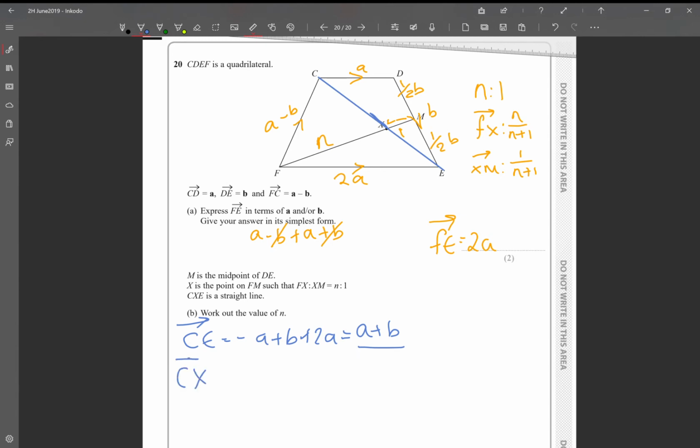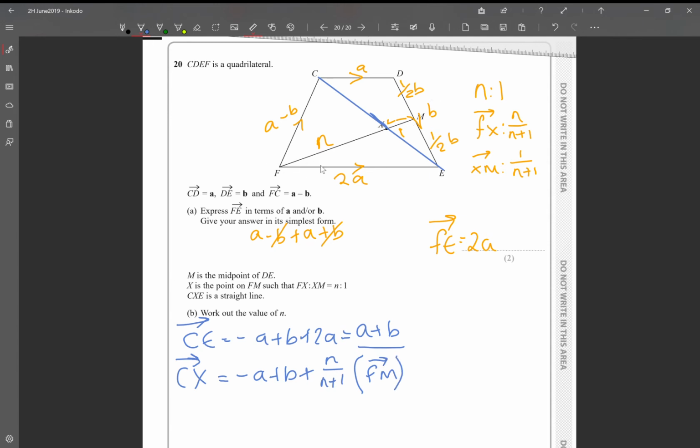It's going to be a little bit harder because there are going to be portions involved. C to X equals, we know it's going to go along C to F again, so it's minus A plus B, and then plus the fraction of F to M. Now, F to M, let's do a little side note of what F to M is. We've said that F to X is a fraction n over n plus 1 of F to M.